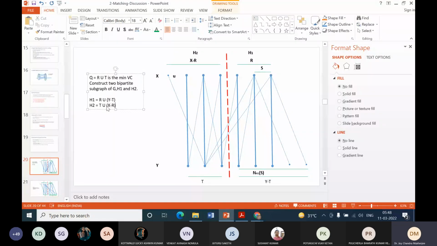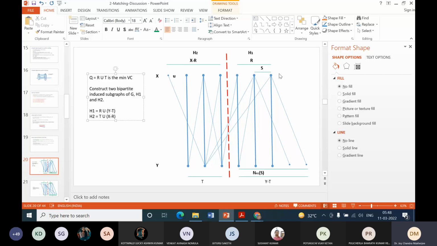So from this minimum vertex cover, construct two bipartite subgraphs of G, namely H1 and H2. And what is H1? H1 is a bipartite induced subgraph. Why it is induced, I will tell. So basically, this is my R. These vertices belong to the vertex cover, and this is T. This belongs to the vertex cover. Now Y minus T is these vertices.